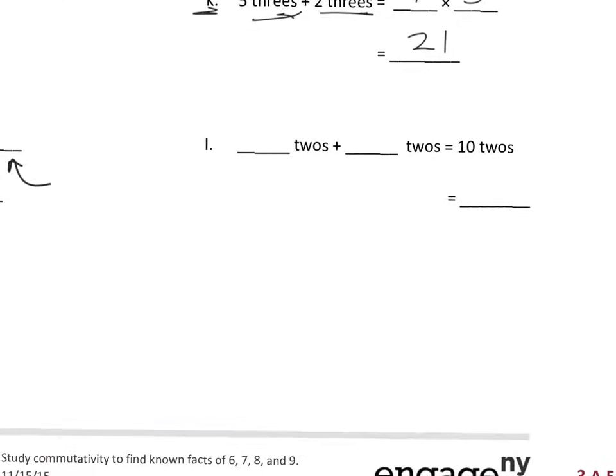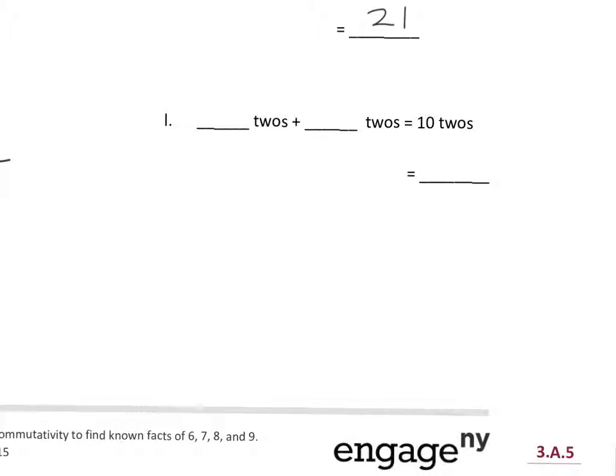And coming down here to L, how many 2s do we want total? We want 10 2s total. This actually is very easy because we can fill this in with anything that gives us 10. We could say 6 2s plus 4 2s equals 10 2s. 10 2s is 20. There we go.